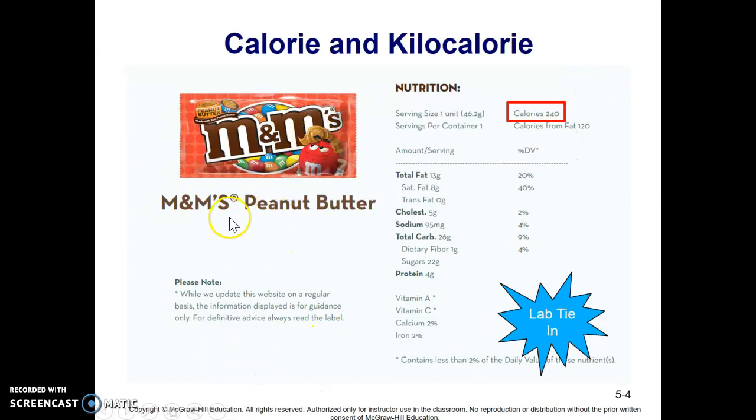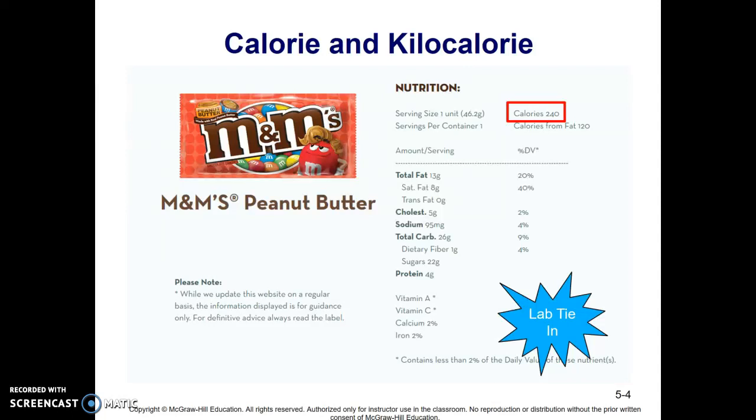Here's my lovely peanut butter M&Ms that some of you all know that I love, and for a serving size, which luckily doesn't tell me how many M&Ms, so I'm going to assume it's as many as I can eat in one sitting. It is 240 calories. Remember, that's capital C. So truthfully, if we were talking about scientific calories with a little c, we would have to add 3 more zeros after that.